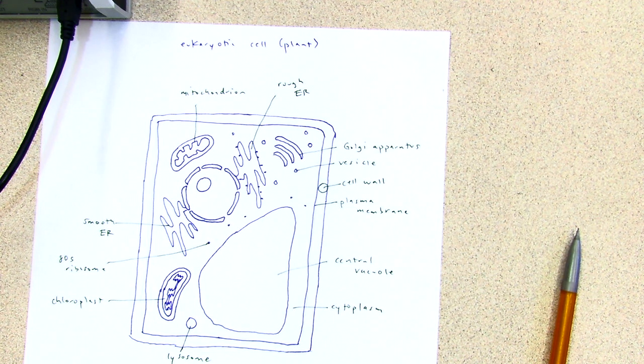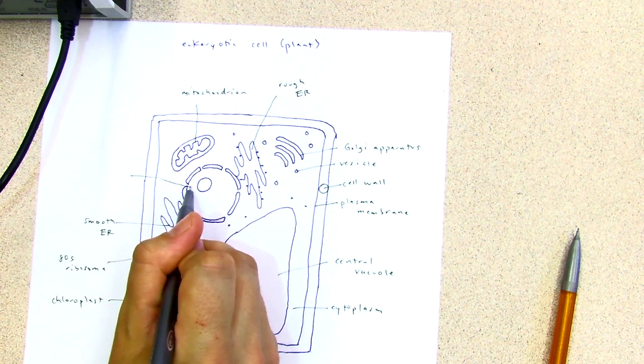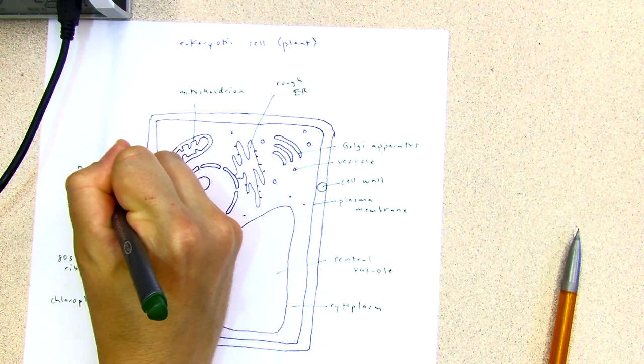Something I did not label. Take a look and see if you can identify the organelle that I did not label. See if you can notice it before I do. I forgot to label the very important nucleus.